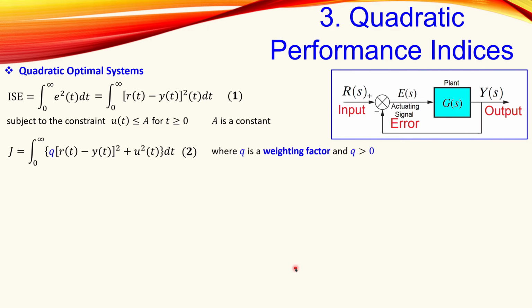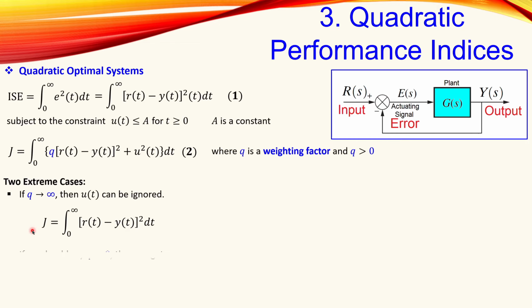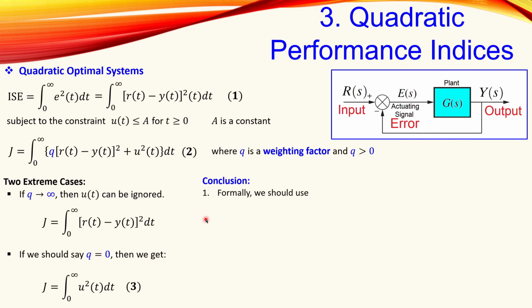Now let's bring the important parts together and move on. We have now two extremes as discussed. One of them is the Q goes to infinity, we get this. The other one, if Q is 0, you will get this. Okay, the conclusion is then the following. Formally, we should use equation number 1, where you see the r and the y as the difference squared.